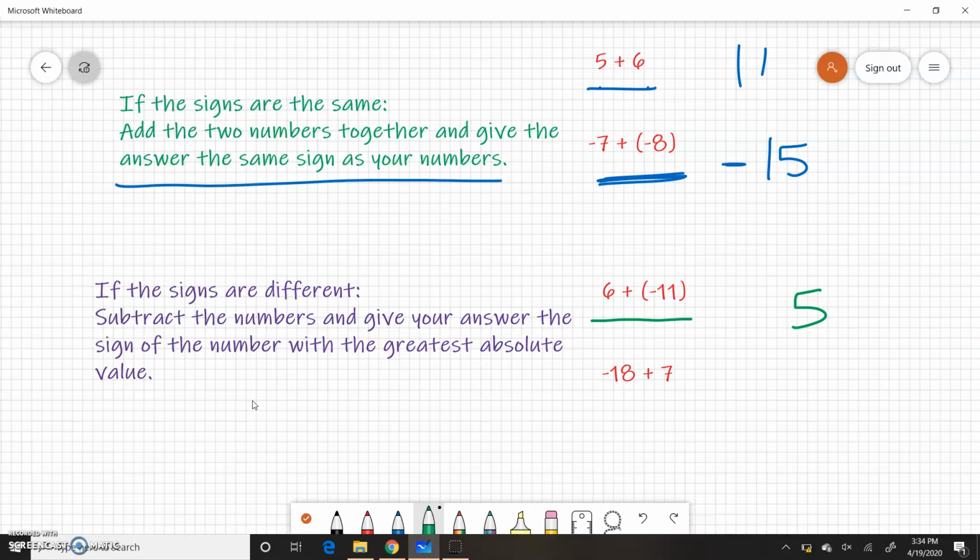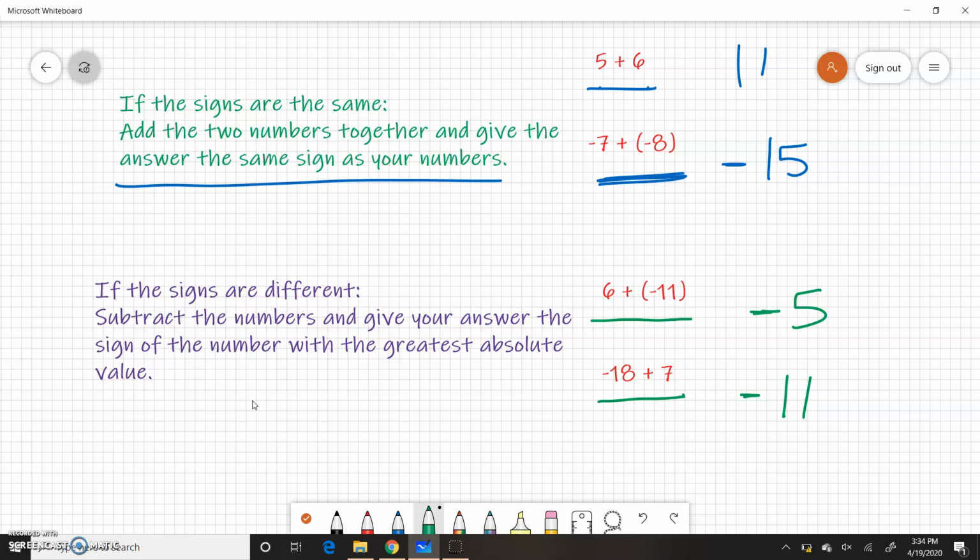And I look at my numbers. Is 6 further from 0 or is negative 11 further from 0? Oh, negative 11 is. So, and it's negative, so my answer will be negative. Same concept here. I have a negative and a positive. So I'm going to subtract my digits. 18 minus 7 gives me 11. Is negative 18 further from 0 or is 7 further from 0? Oh, negative 18 is. So my answer is negative.